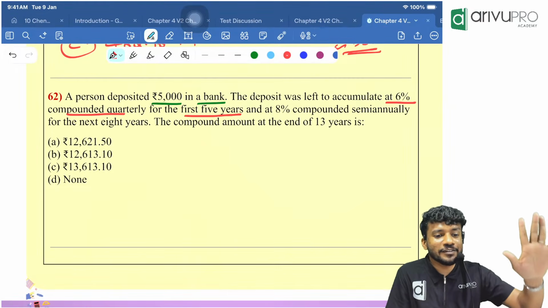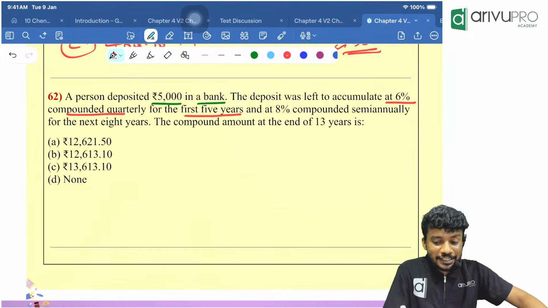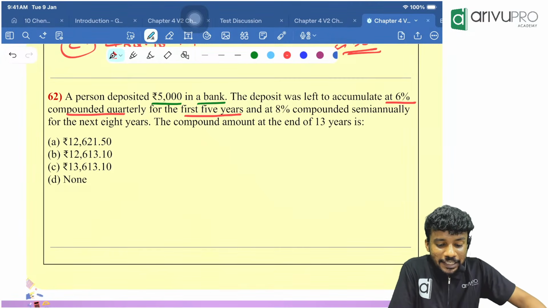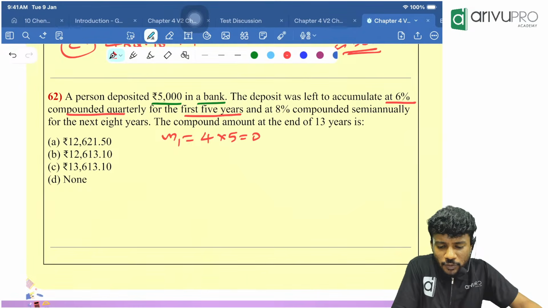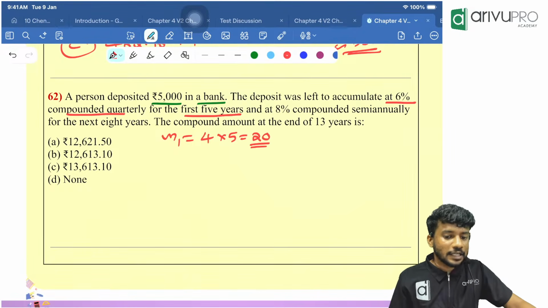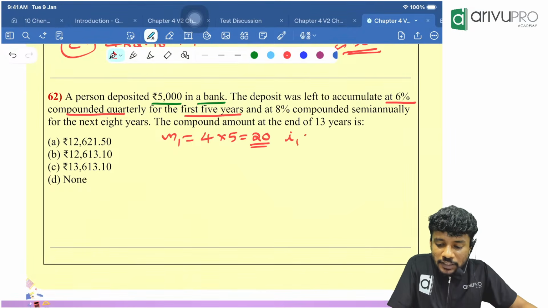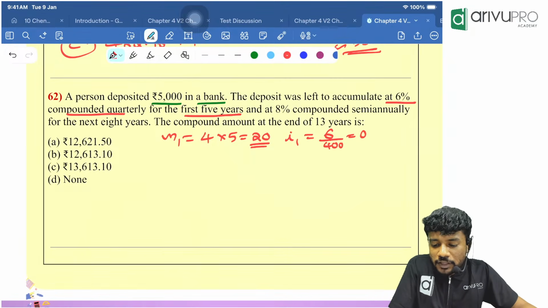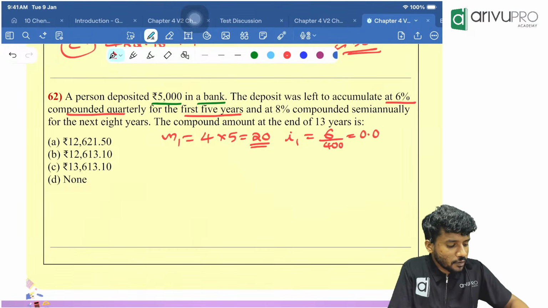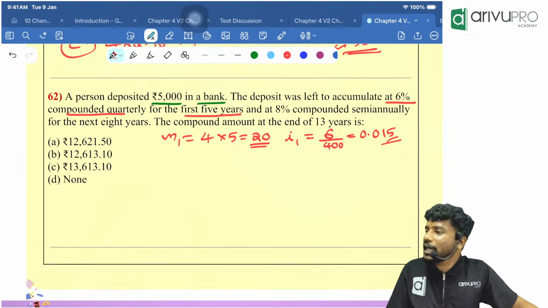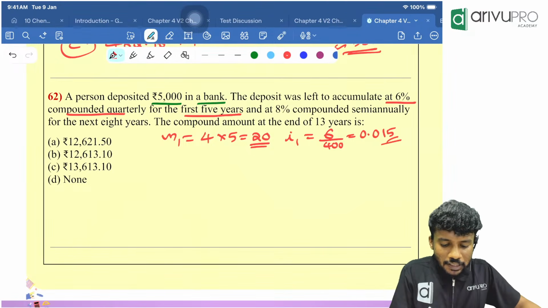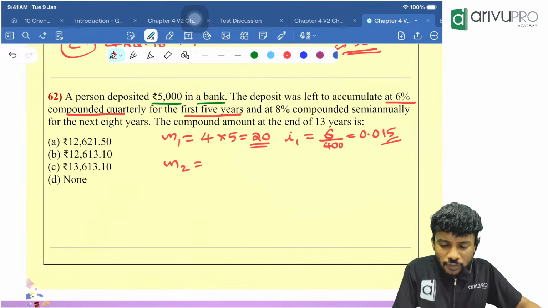Okay, now 5 years are coming, and it is compounded quarterly. Can anyone tell me what N1 will be? Compounded quarterly means, can I say 4 into 5, which is equal to 20? Can anyone tell me what I1 is then? 6 divided by 400. How much is that, people? 6 divided by 400 will become 0.015. I1 is 0.015.